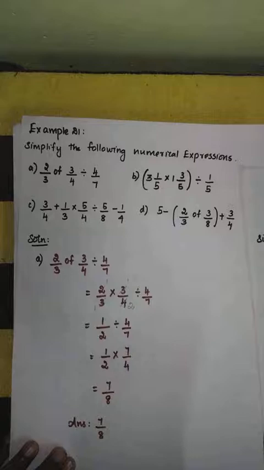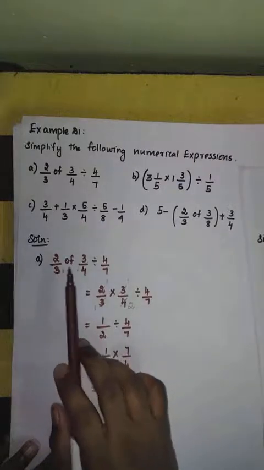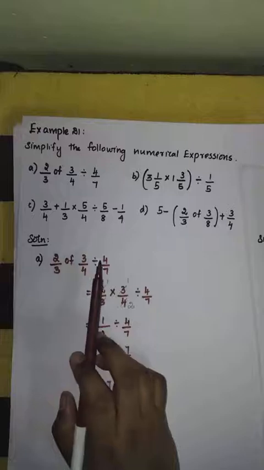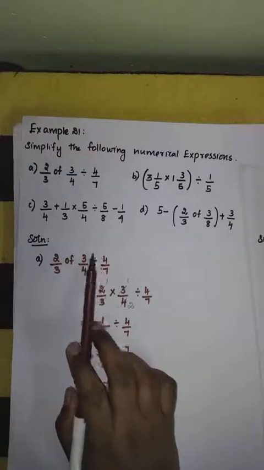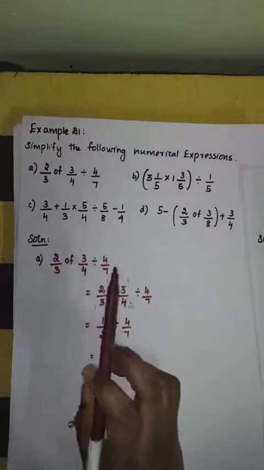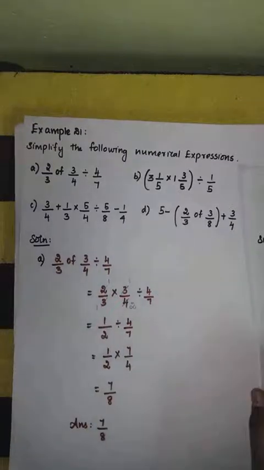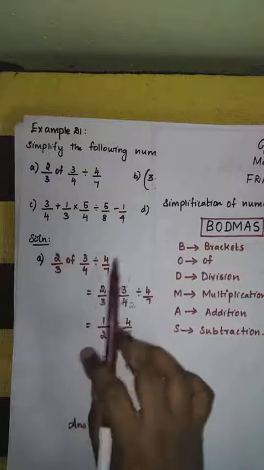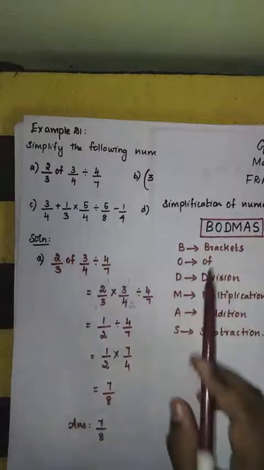Understand? Yes. So the main thing is first check how many operations are there. Here there are two mathematical operations: one is multiplication, one is division. So we need to follow the BODMAS rule. BODMAS means, first, B stands for brackets. Check whether any brackets are there. There are no brackets. Then come to the next step.